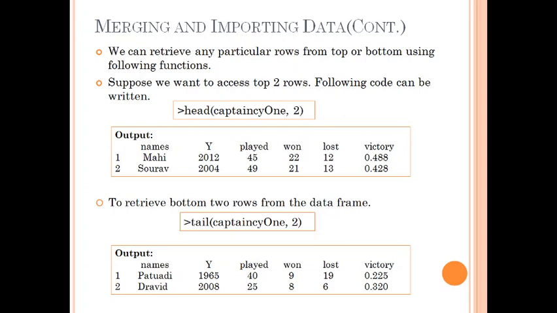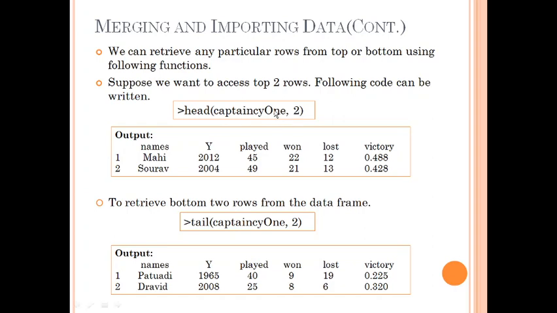Two more functions that can be applied over a data frame, head function and tail function. Now, if we want to extract a particular number of rows from the top of a data frame, we can use the head function. The syntax is like that: the function name head, and as our arguments to it, we can provide the name of the data frame which we want to use and the number of rows which we want to extract.